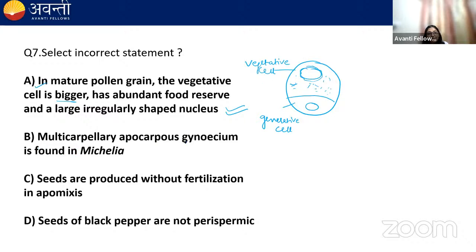Option B says multicarpellary apocarpous gynoecium is found in Michelia. This is Michelia, the picture is given in NCERT also, students, where you can see like this. It is drawn in NCERT. See these carpels, multicarpellary like this. Right? You can see this diagram in NCERT. So multicarpellary apocarpous gynoecium is found in Michelia. This is also correct. Seeds are produced without fertilization in apomixis. Absolutely correct. If the seeds are forming without fertilization, then the process is known as apomixis.